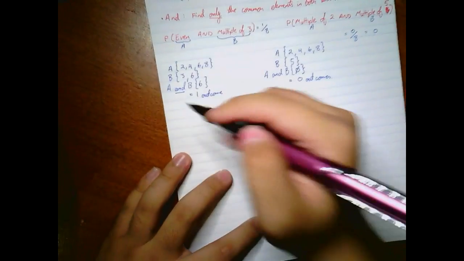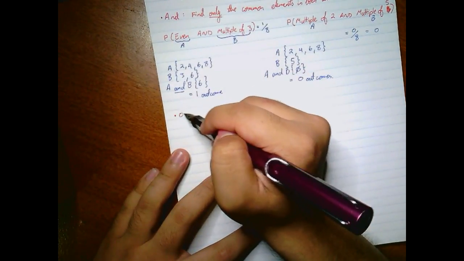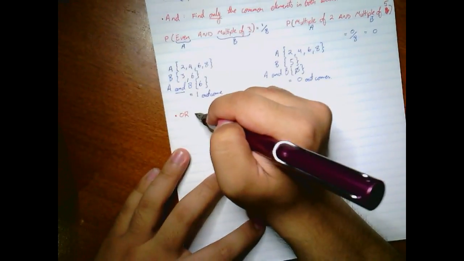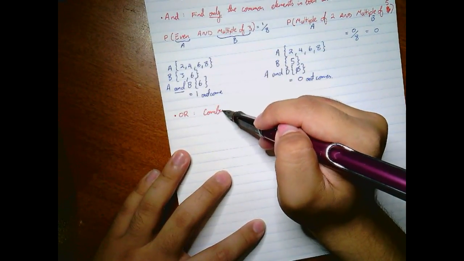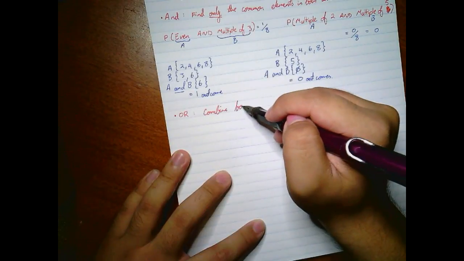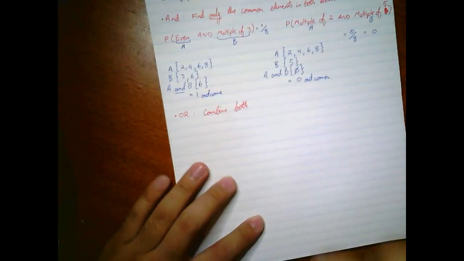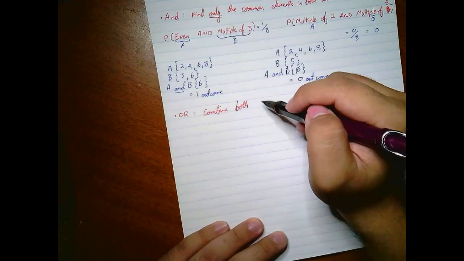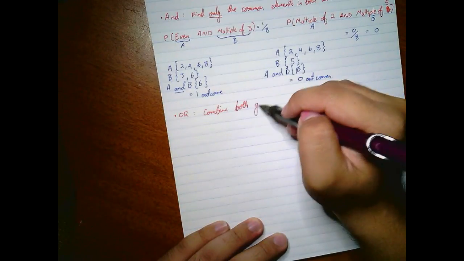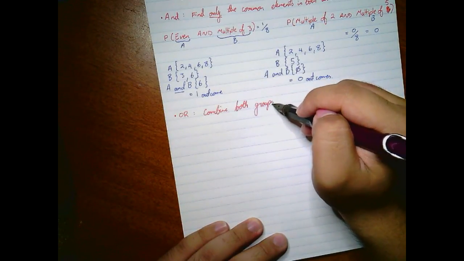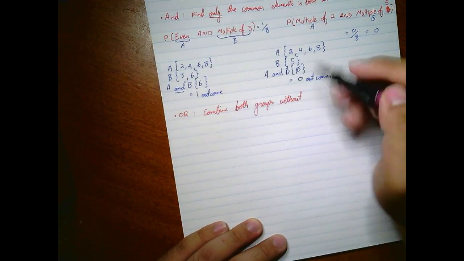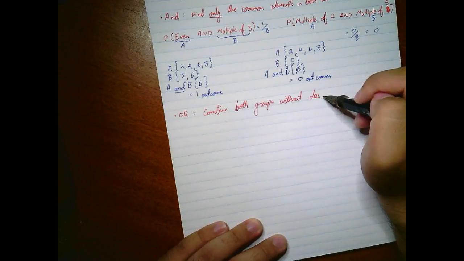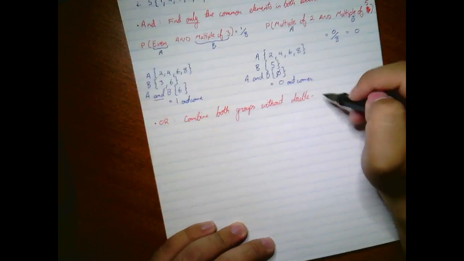OR. The OR condition is we combine both groups without double counting. I'll teach you in a bit what double counting means.